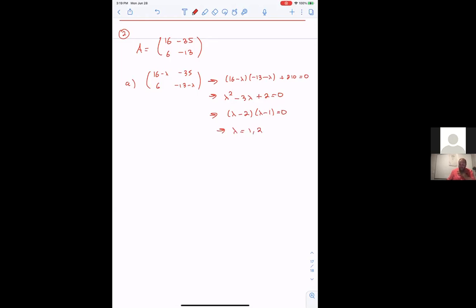So I have my eigenvalues. There's 2 of them. That means there must be 2 eigenvectors. If I have a full set of eigenvectors, I know it's diagonalizable. That's how I know it. So lambda equals 1, lambda equals 2.